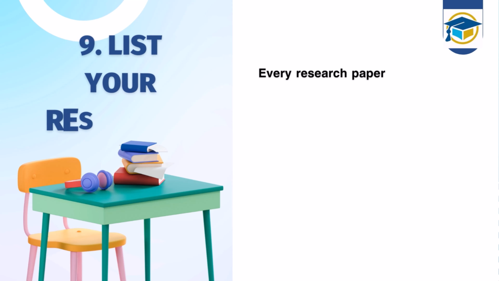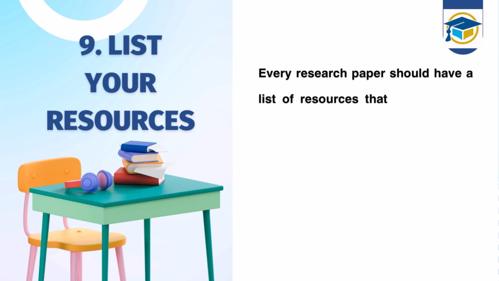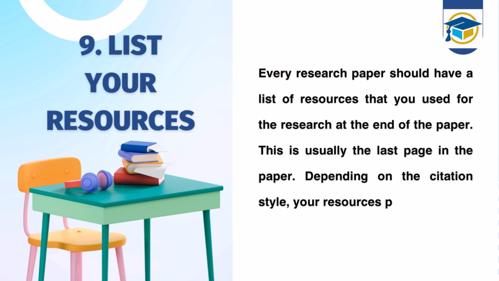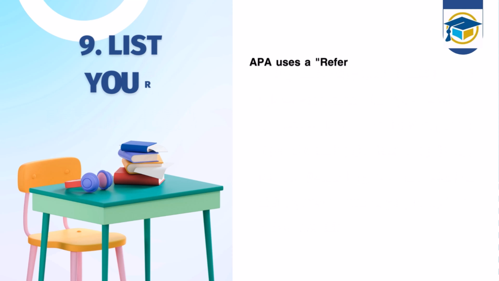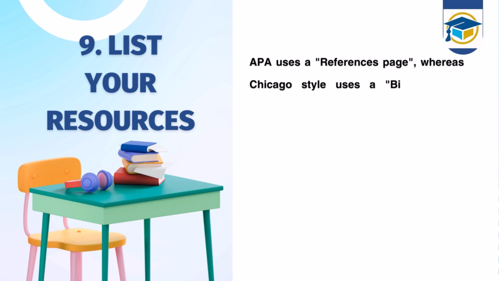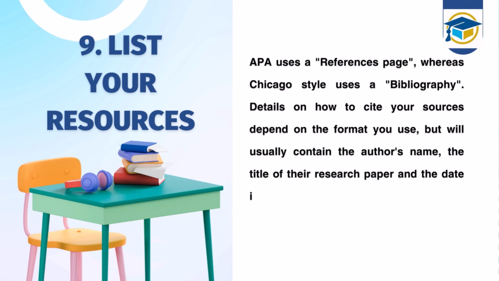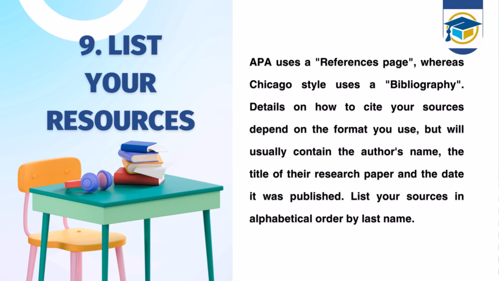9. List your resources. Every research paper should have a list of resources that you used for the research at the end of the paper. This is usually the last page in the paper. Depending on the citation style, your resources page may have a different title. APA uses a references page, whereas Chicago Style uses a bibliography. Details on how to cite your sources depend on the format you use, usually contain the author's name, the title of their research paper, and the date it was published. List your sources in alphabetical order by last name.